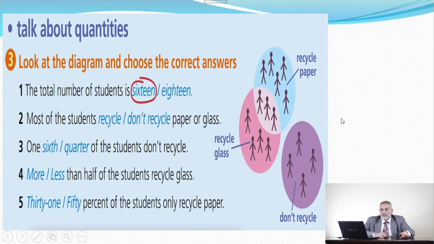Number three, look at this diagram. The total number of the students is العدد الكلي للطلاب اللي موجودين قدامنا هنا how many? 16. So we have 16 students here. This number recycled paper used by them, and this recycled glass are used by them, and these don't recycle. ما بيستخدموش أي حاجة فيها تدوير.